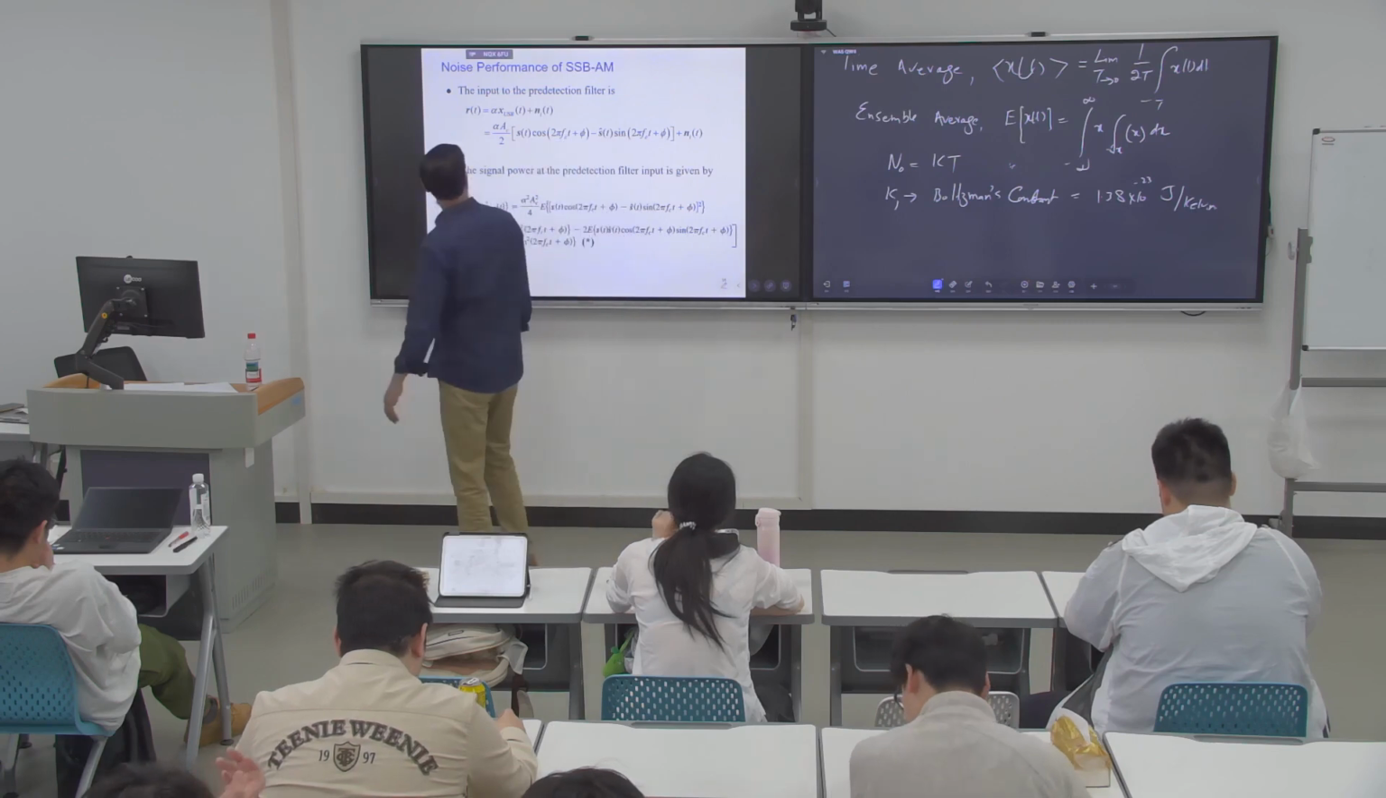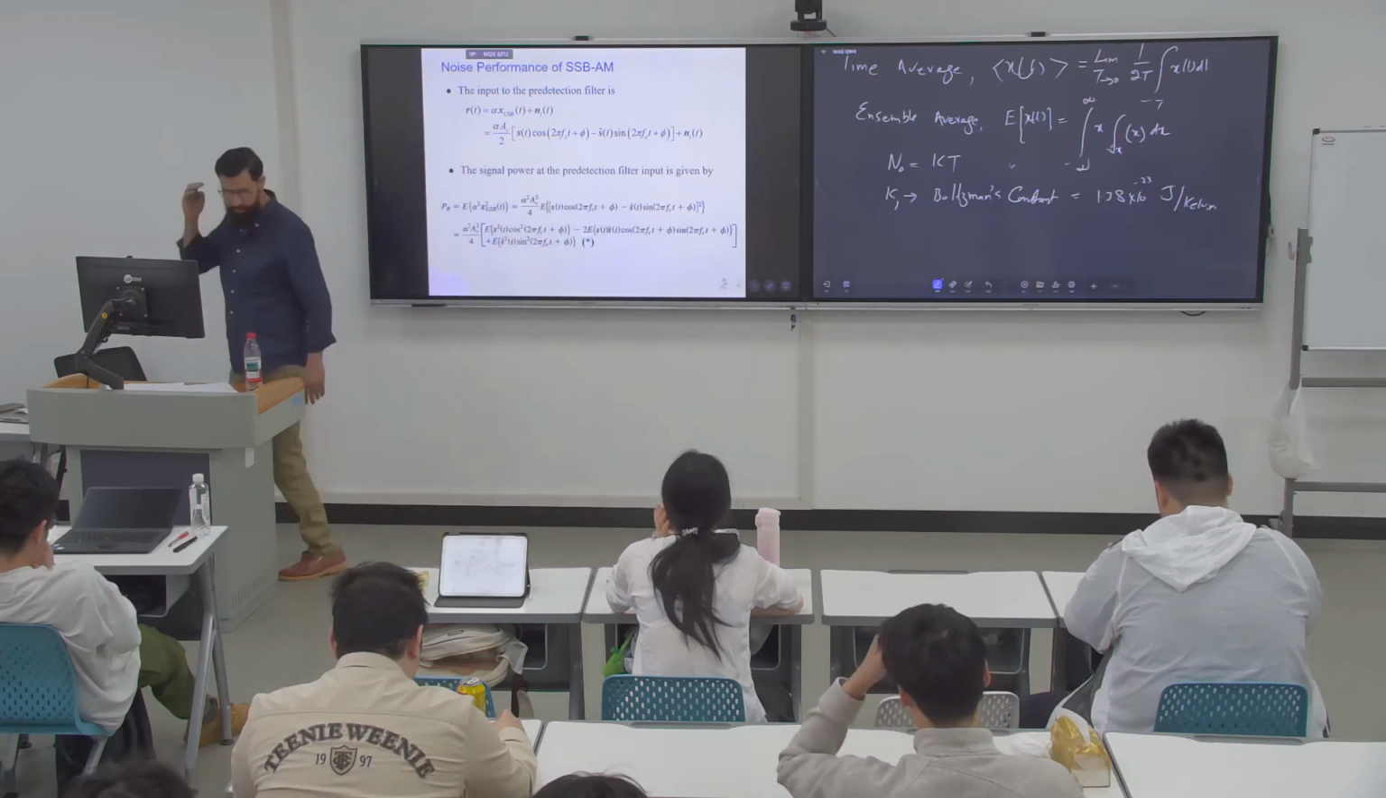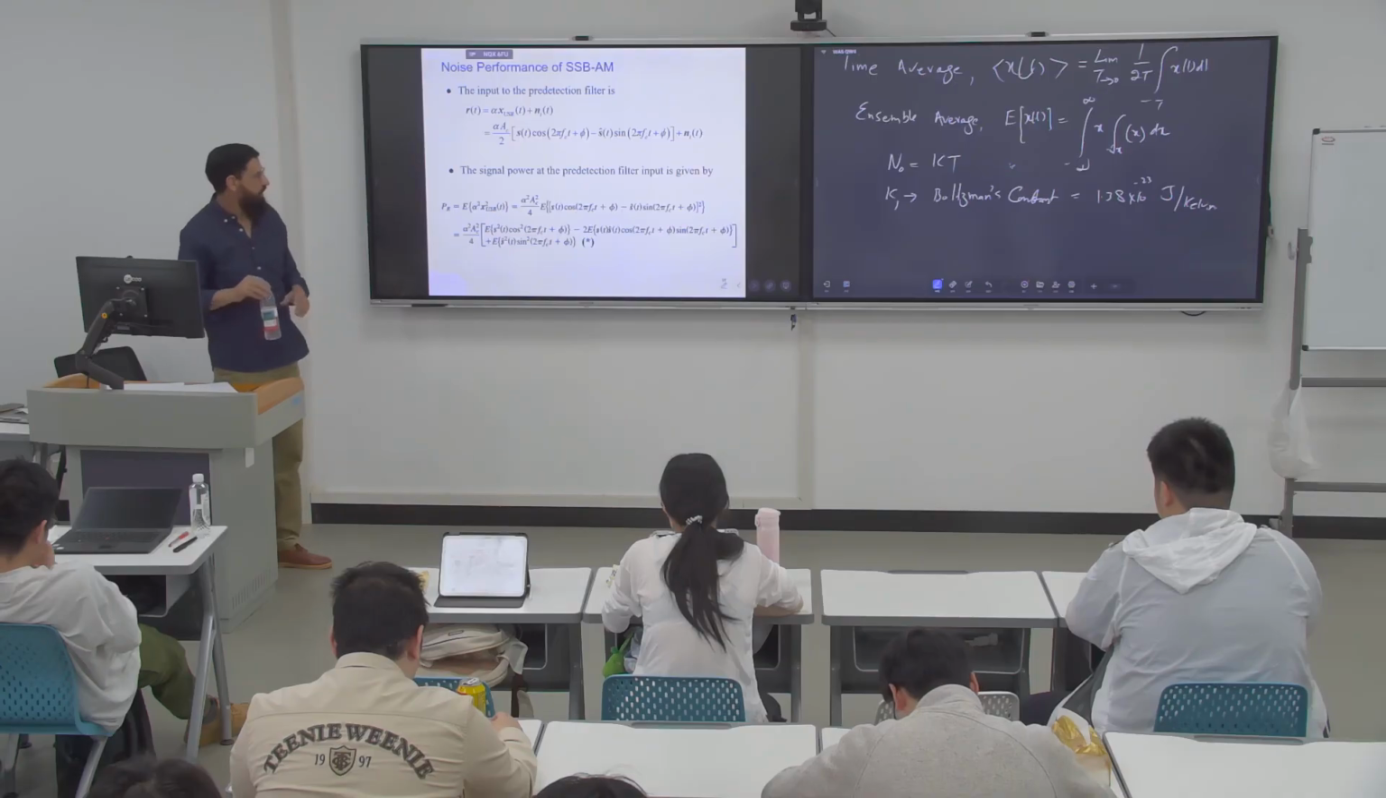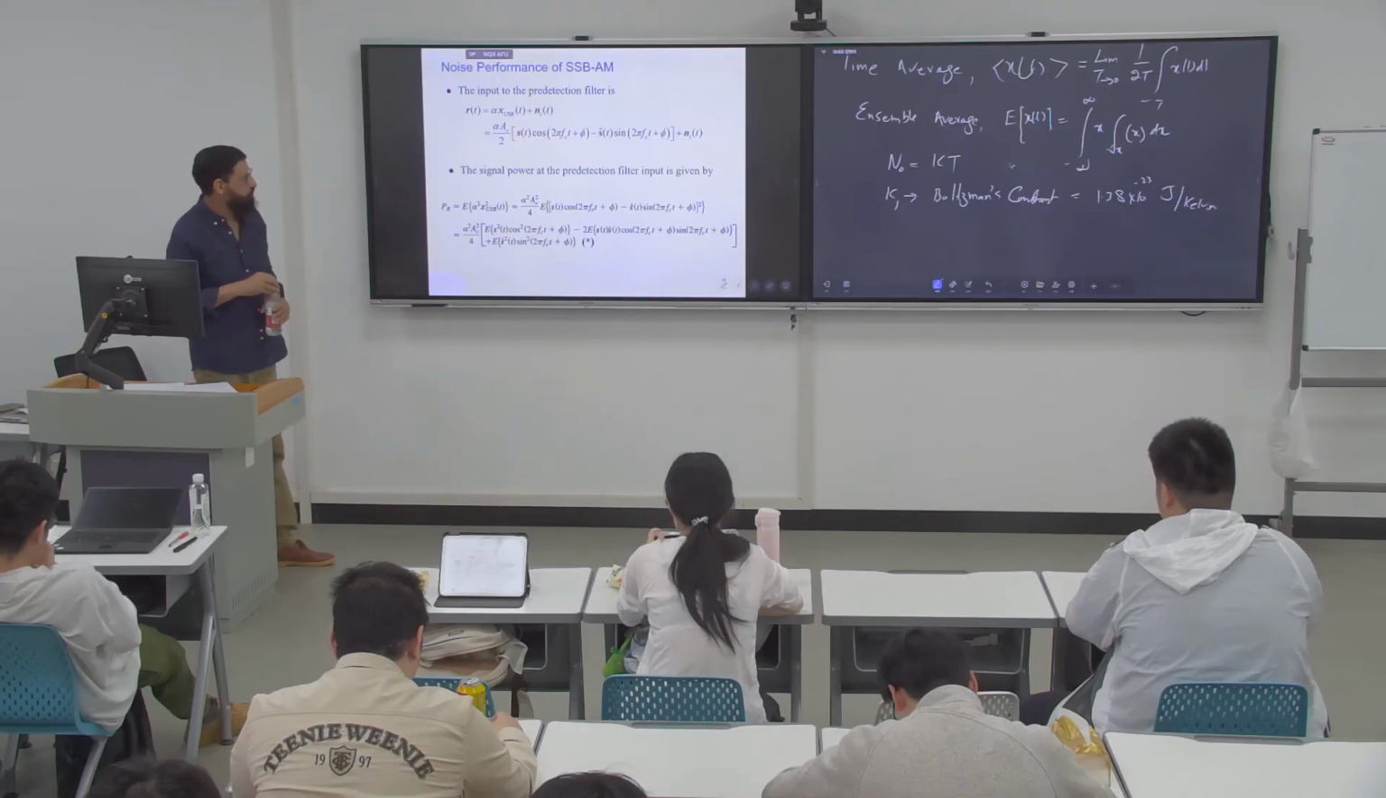Now the input to the pre-detection filter, RT, is equal to the signal plus the narrowband noise, NT. Similarly, you can express NT. Okay, so this is that RT.